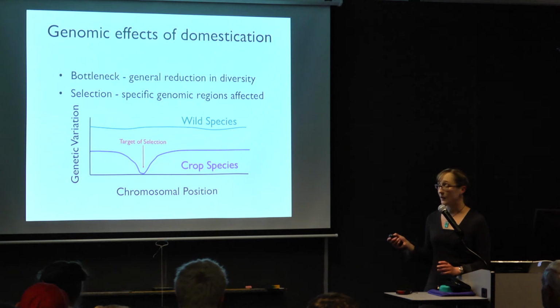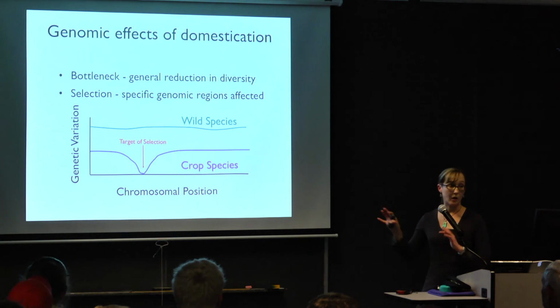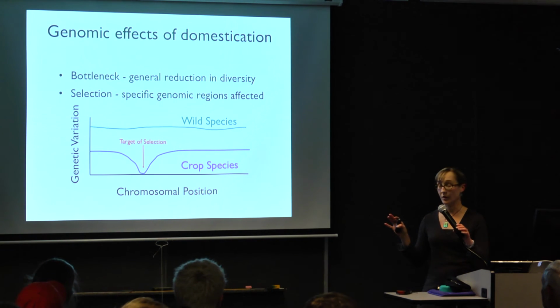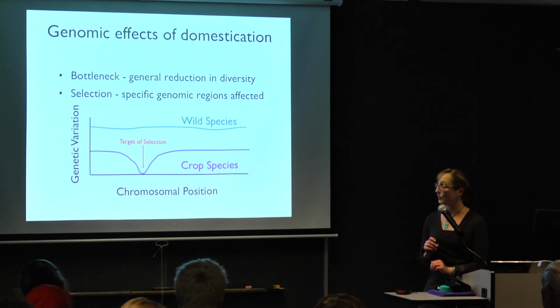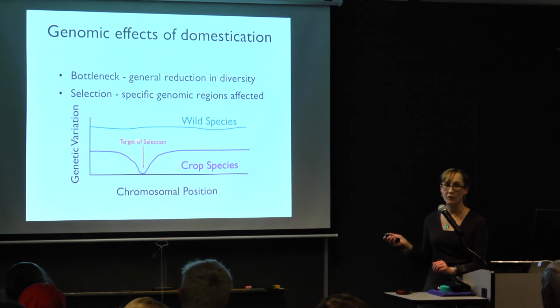So in a perfect system that obeys all the theory and all the rules that we have about domestication, we'd expect to see 2 things if we looked along a chromosome that contained a gene that was a target of selection. First of all, we would expect that the wild species would have overall higher variation than the crop species just due to a genetic bottleneck.